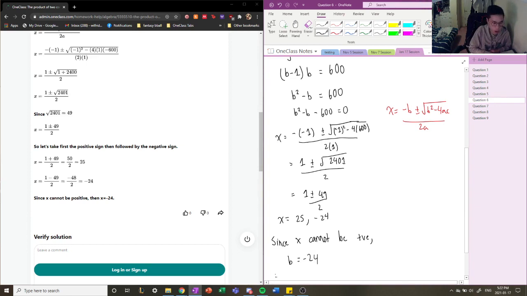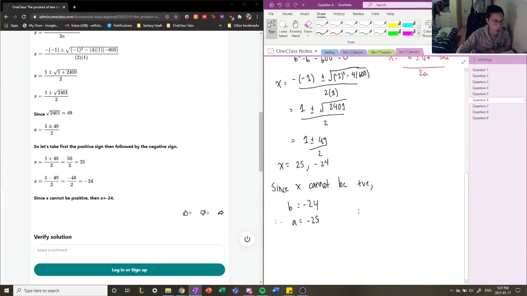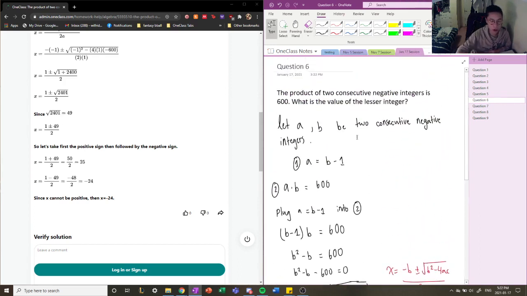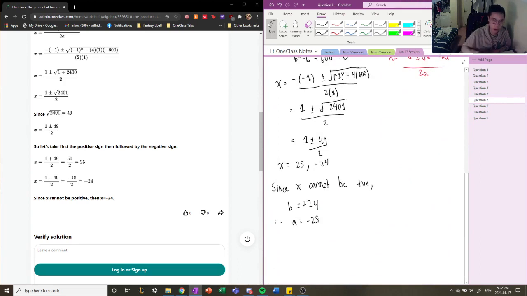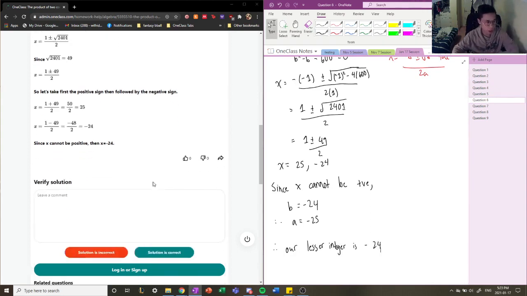And therefore, A is equal to negative 25. Okay, so our lesser integer is negative 24. Our lesser integer is negative 24. Okay, so that's how you solve this question.